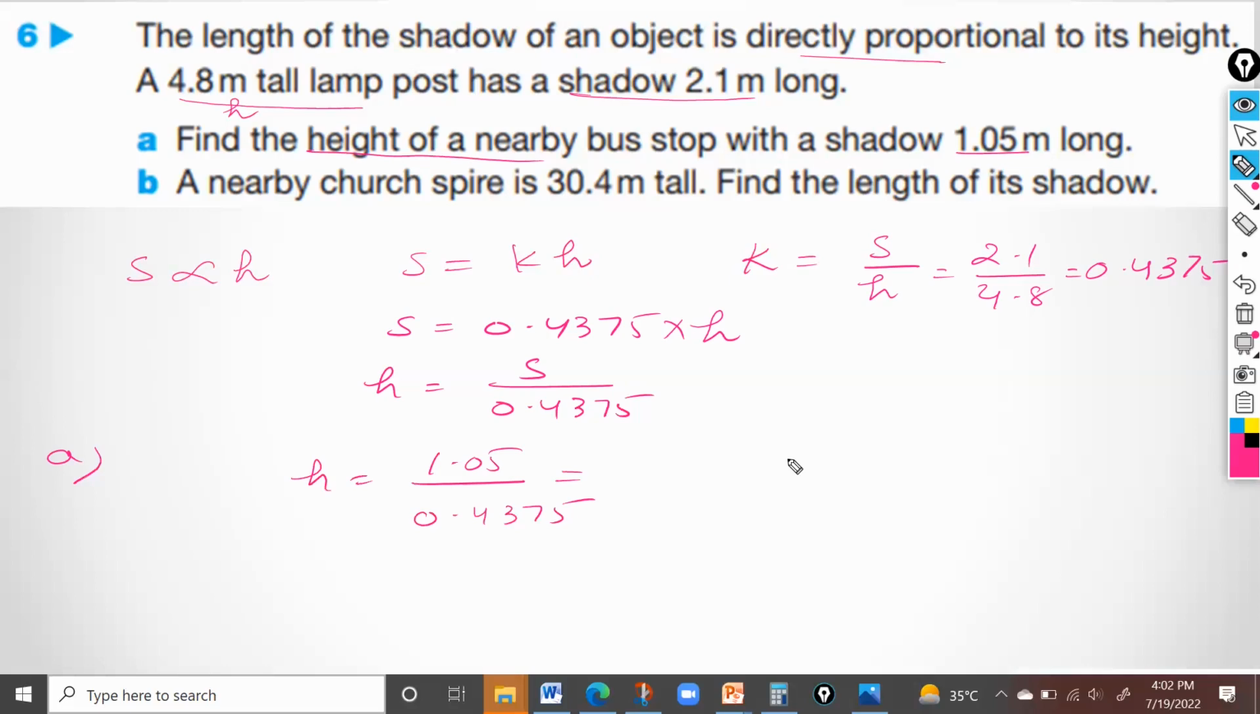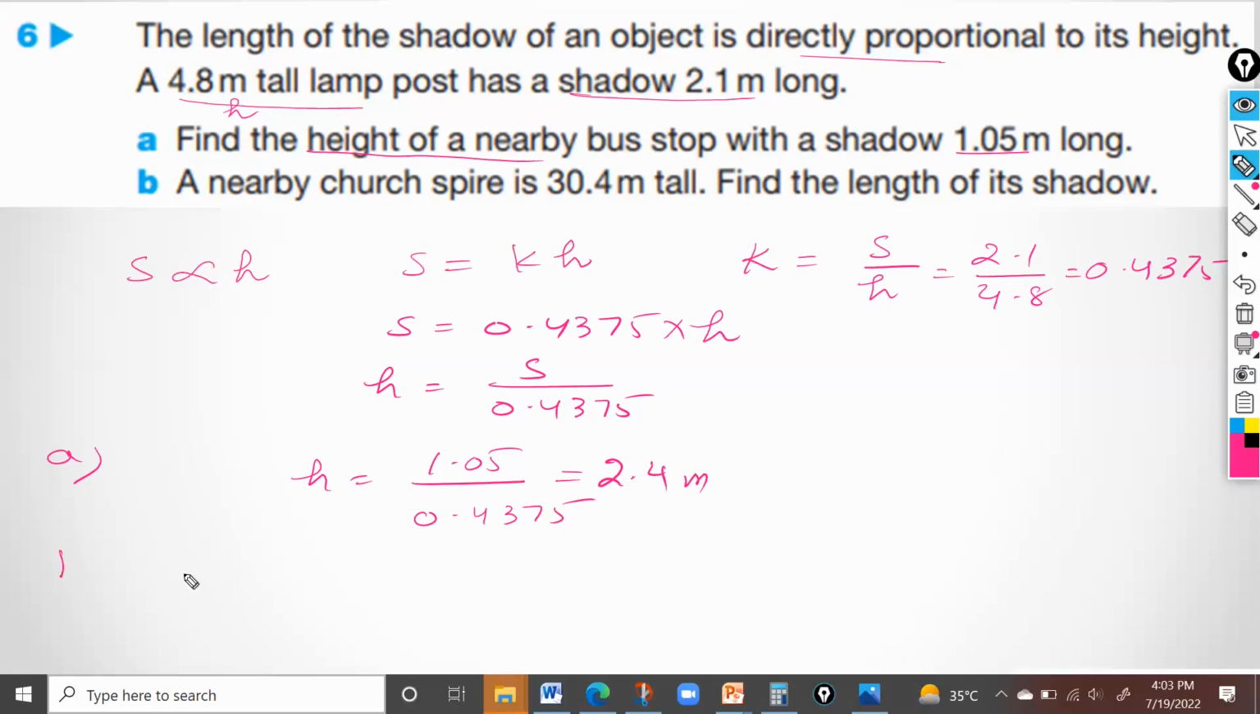1.05, with the help of a calculator, divided by 0.4375. So I get the answer, that one is 2.4. Height is in meters too. Okay, so this is our answer for A part.